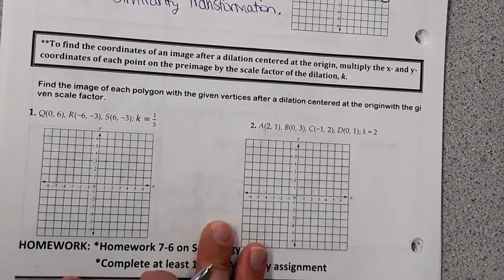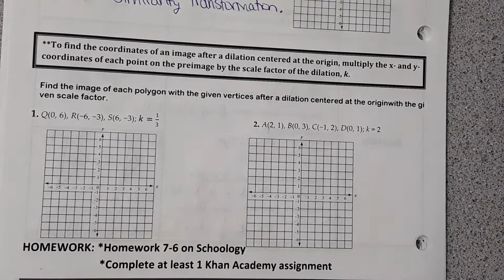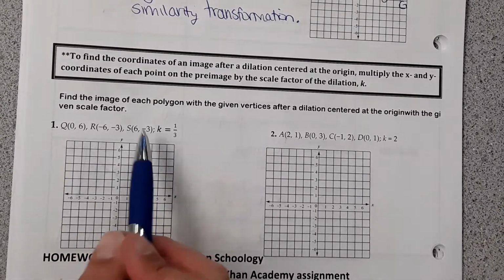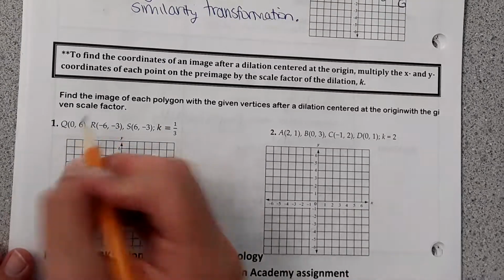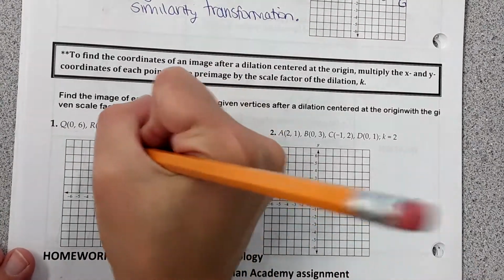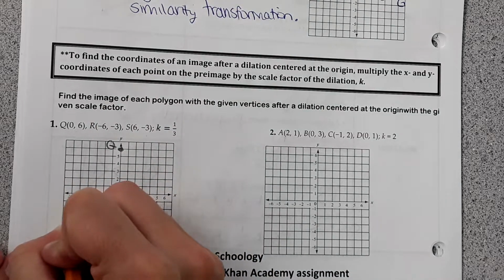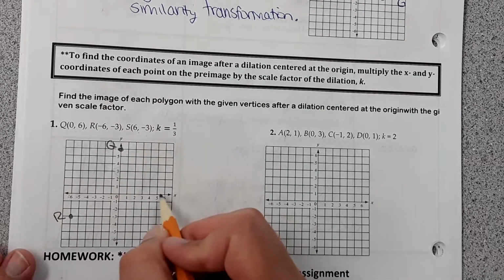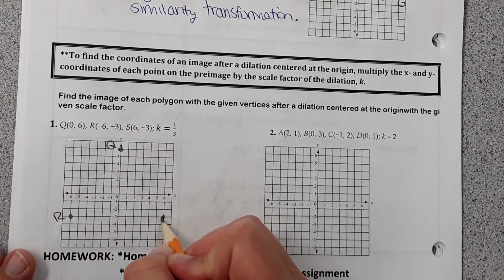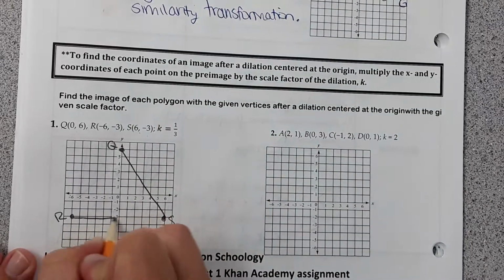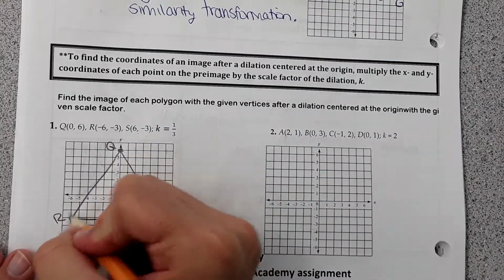Okay, next, 2 examples. Now it gets easier again. Find the image of each polygon with the given vertices after a dilation centered at the origin with a given scale factor. Okay, so they give us the points of the pre-image, so I'm going to go ahead and plot those points. Q is at 0, 6. We have Q. This is our pre-image.